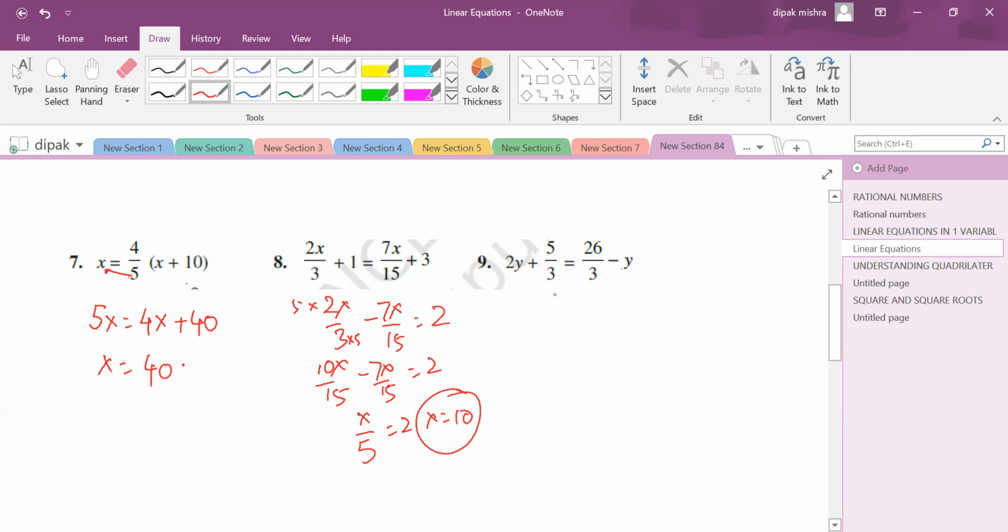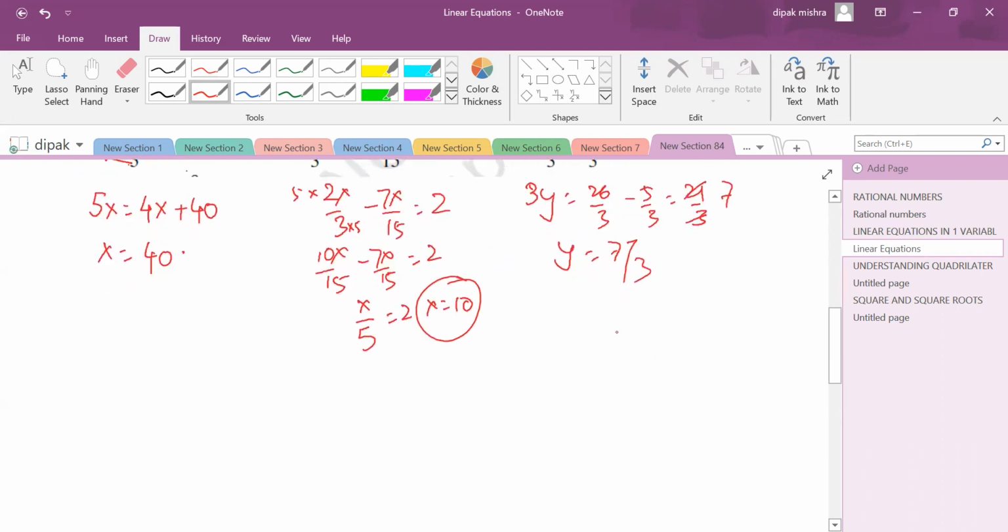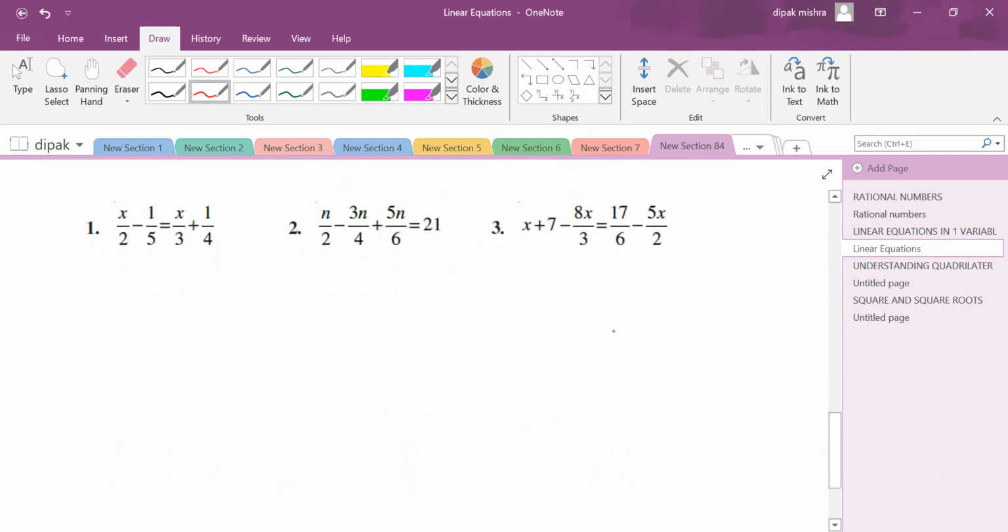Now bring this y to the left hand side, you get 3y is equal to 26 by 3 minus 5 by 3, which is 21 by 3, which is equal to 7. So y is equal to 7 by 3 is your answer, right? So you have to bring the variable on one side, number on the other side.